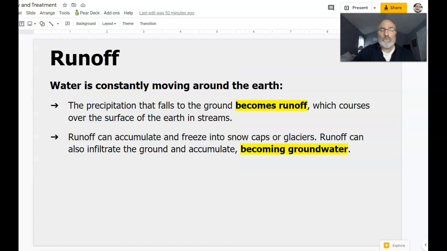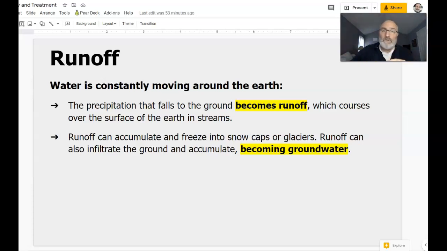So one of the biggest words in this particular unit of study, or in this particular section of notes, is runoff. Runoff means the precipitation that falls to the earth and courses over the surface of the earth. You can kind of see that word in bullet number 1, which I thought was really cool. When it courses over the surface of the earth, it's going to end up in streams and in rivers and in lakes. That's probably not a surprise to you.